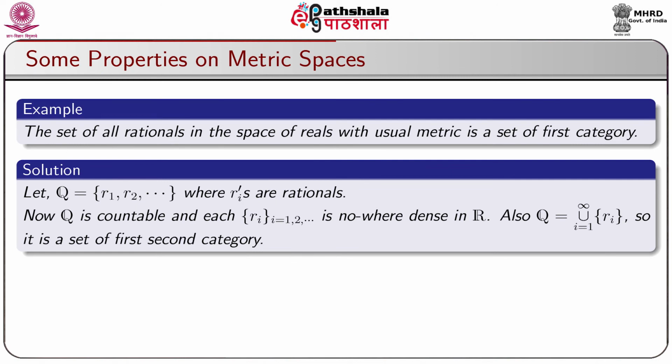Let Q = {r1, r2, ...}. This is a set where the ri's are rationals, and the metric on Q is defined as the same metric of R, that is, the usual metric on R. Now, Q is countable and each {ri}, i equal to 1, 2 and so on, is nowhere dense in R because every singleton set is nowhere dense. Also, Q is equal to the union over i = 1 to infinity of {ri}, so it is a set of first category.